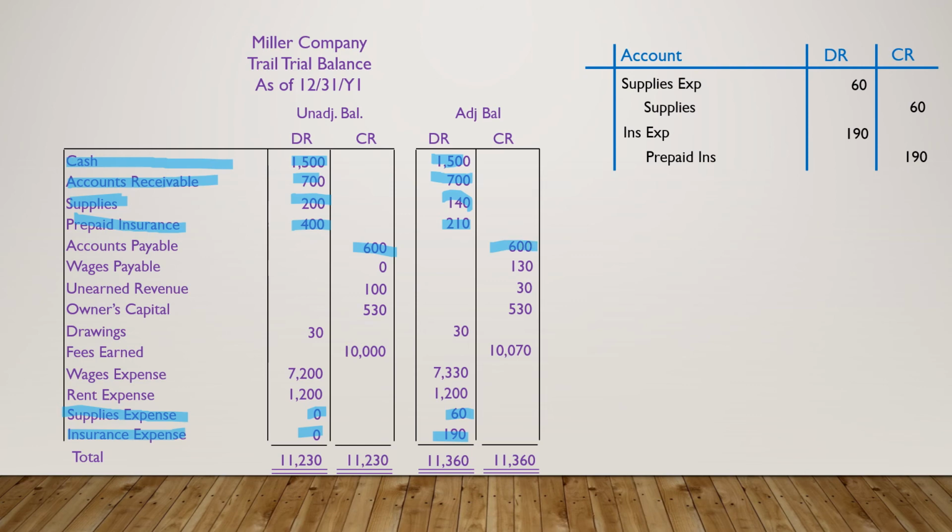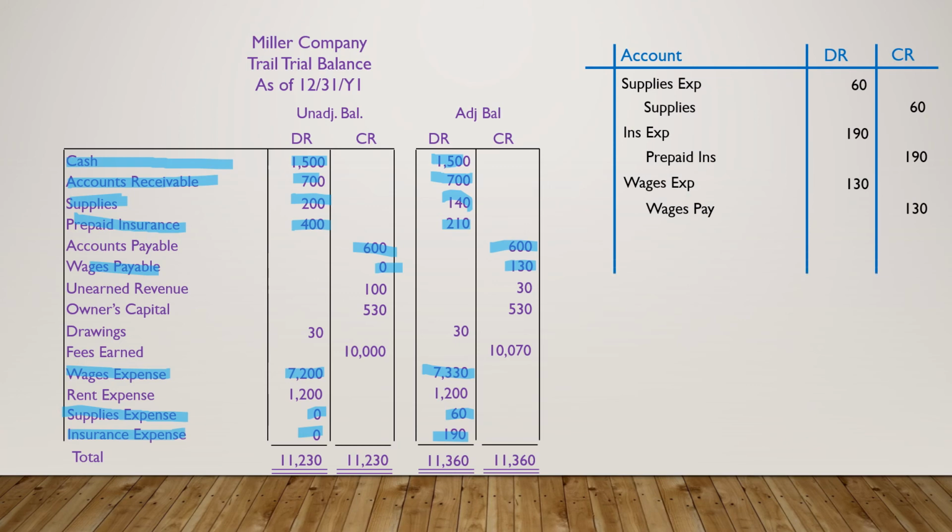But wages payable went from a $0 credit to a $130 credit, meaning an adjusting entry must have been booked. The change tells us that wages payable was credited for $130. When we credit wages payable, the debit goes to wages expense. Look at wages expense on the trial balance. We see that the $7,200 debit increases by $130 to a $7,330 credit, or debit, excuse me.